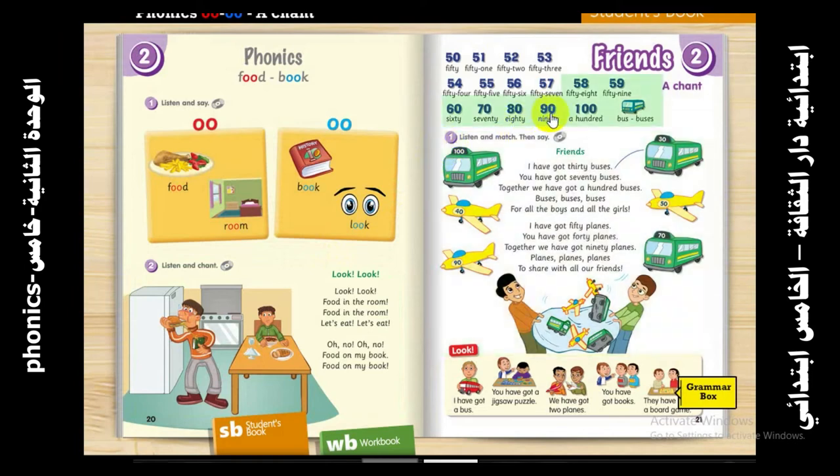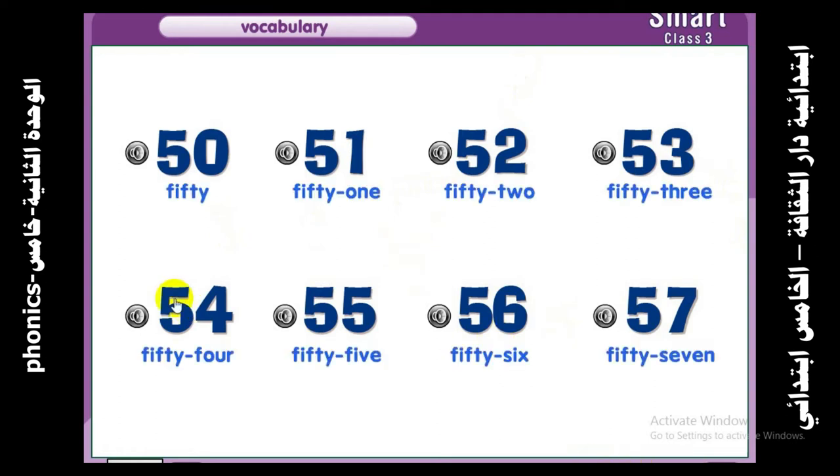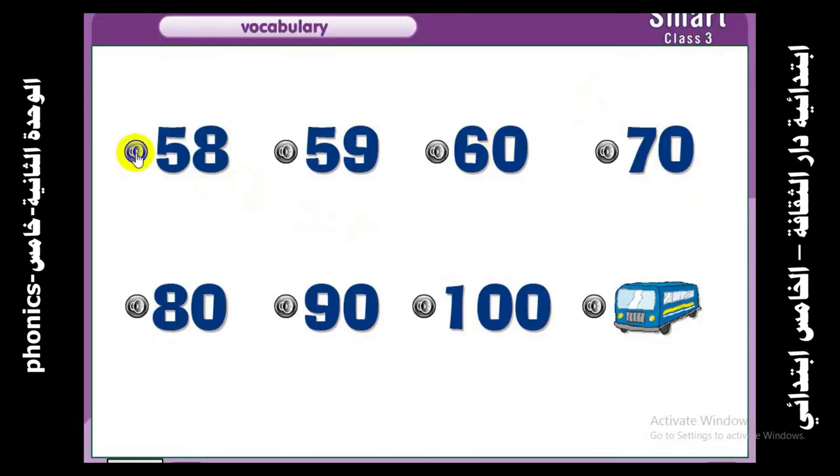Here. Before we start, let's have a look at numbers. You have to repeat these numbers very well. This is 50. Listen and repeat. 50. 51. 52. 53. 54. 55. 56. 57. We have to pay attention to the spelling of the word itself, the letters, as we will be asked about it later. Let's complete the numbers here. 58.